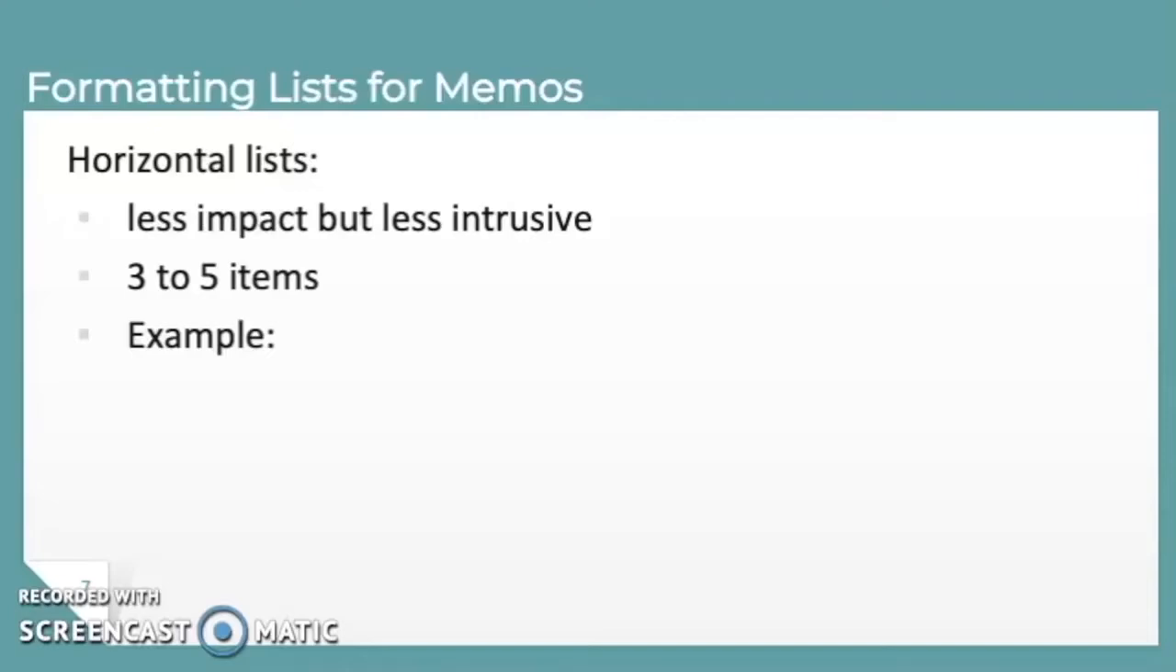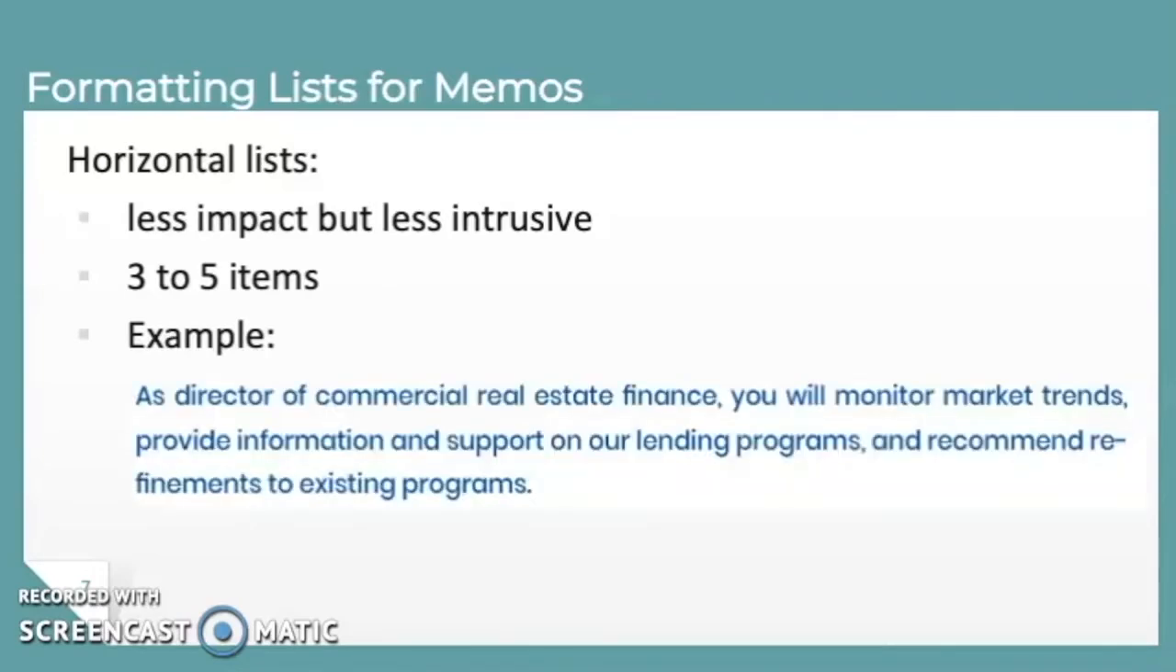It also needs to have adequate transition to the sentences that follow after the list. So lists can be horizontal, in a sentence, or they can be vertical. Horizontal lists have less impact on the reader, but they are less intrusive. So if there's something more sensitive or something that you perceive the reader might not take well to, you can use a horizontal list. It makes it less intrusive. Try to keep horizontal lists between 3 and 5 items. Here's an example of a horizontal list.